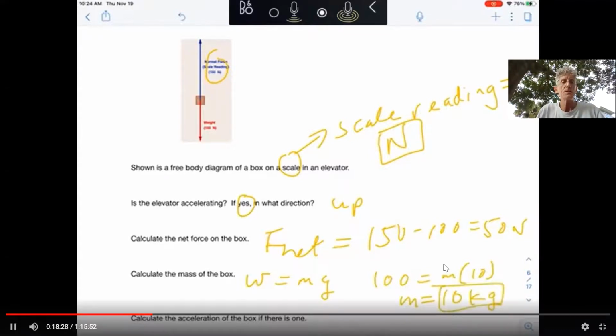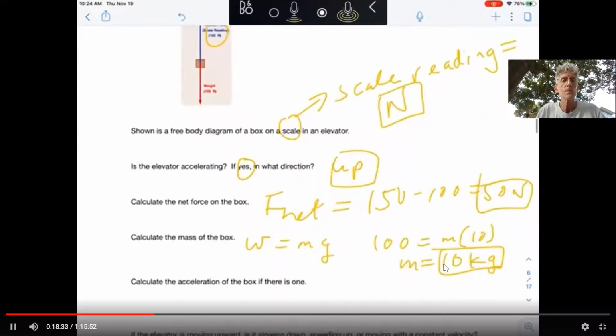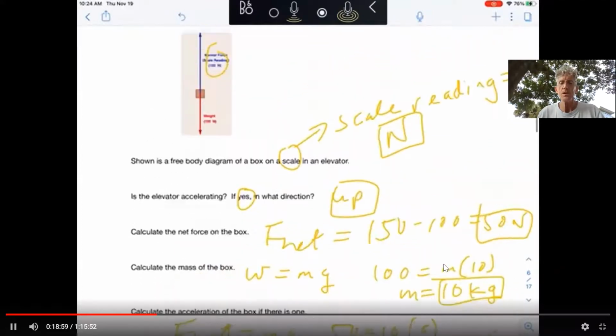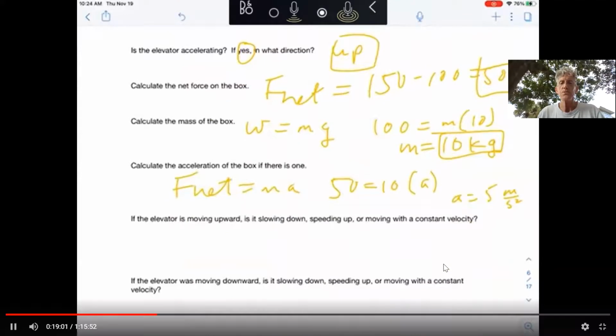Calculating the mass of the box. Well, W equals mg. The weight was given as 100 newtons, so just move the decimal place one to the left. Calculate the acceleration of the box if there is one. Yes, there is, because they're unbalanced forces. So use F net equals MA. You have your F net from what we did up there. We have the mass from what we just previously did. Plug it in. Second law, F net equals MA. I get 5 meters per second squared. What direction? Up.